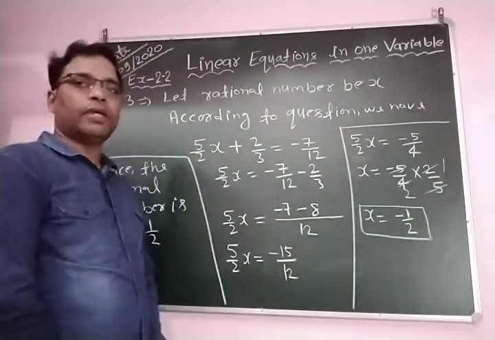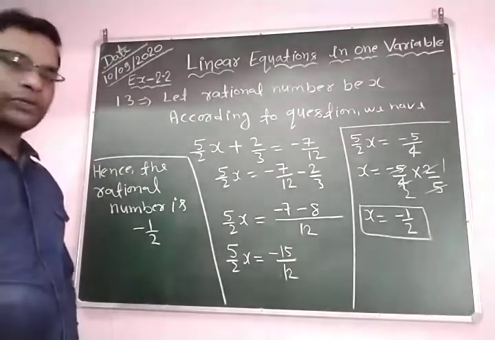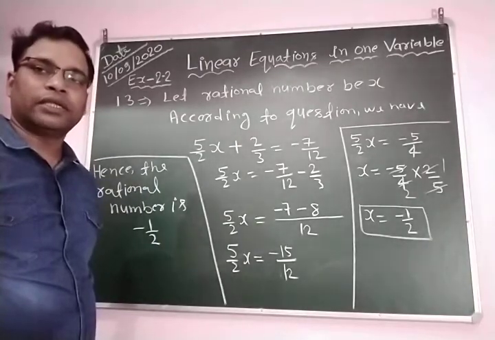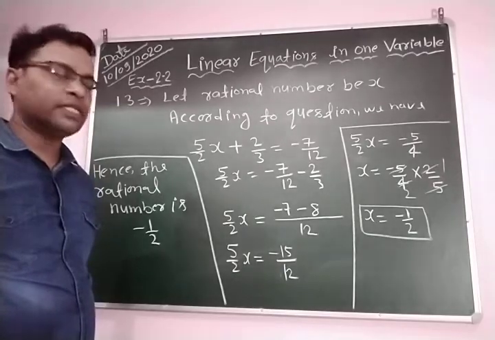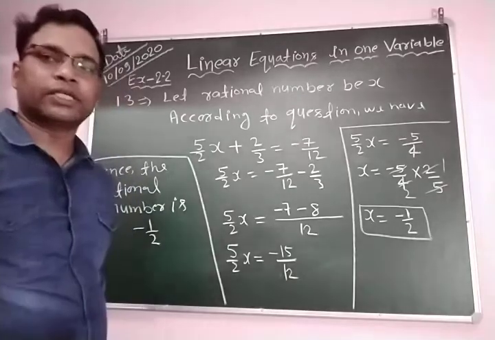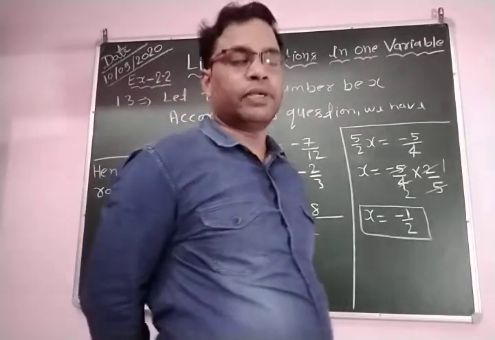So students, I hope all of you understood how to solve this question and how to find the required rational number when some condition is given. Now we are going to discuss the next question, question number 14.